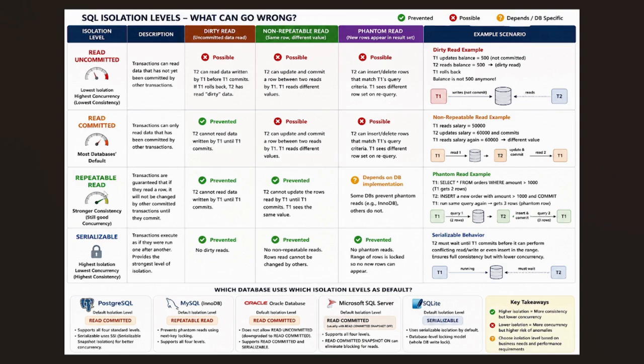That's phantom read. Now the third one, repeatable read. This is the strongest consistency, with a little bit of concurrency. When we say repeatable read, it is guaranteed that uncommitted data won't be there, and even non-repeatable read won't occur. So here T2 cannot update the rows read by T1 until T1 commits. T1 sees the same value. So T2 is blocked. That is repeatable read.